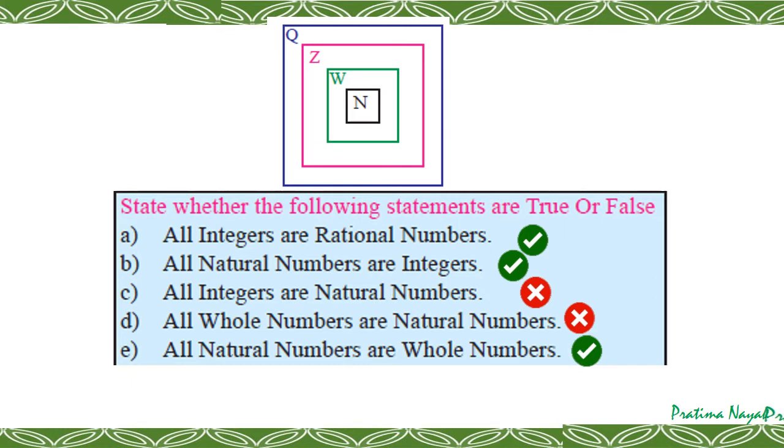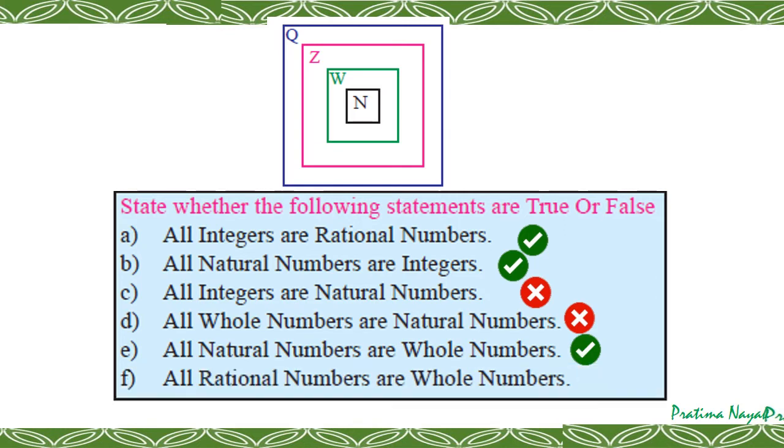So it is right. All rational numbers are whole numbers. Can half be a whole number? Is 1/3 a whole number? No. So all rational numbers are not whole numbers. So it is false.